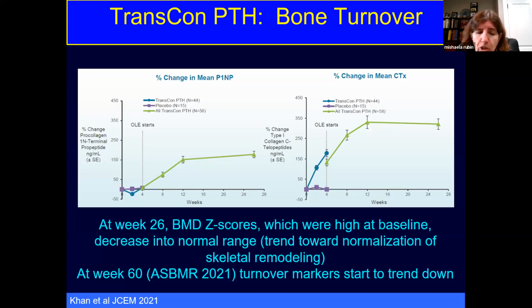And then the data that were just presented at the American Society for Bone and Mineral Research meeting just a week or so ago show that at week 60, the bone turnover levels start to gradually drift down. So they're still much higher than the very low levels they were at baseline, but probably this robust wake up of the skeleton is drifting now into a normal euparathroid range. The bone density data are still being collected, and the TransCon PTH does seem to show that there are decreases in bone density, but the decreases are still yielding numbers that are above the normal range.